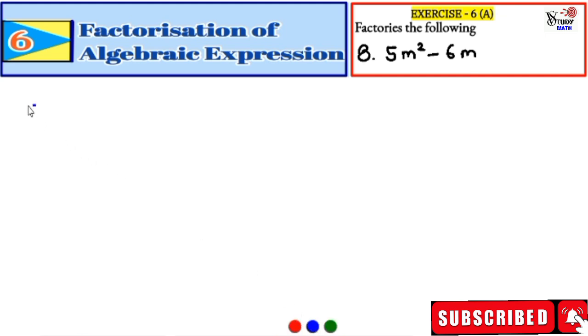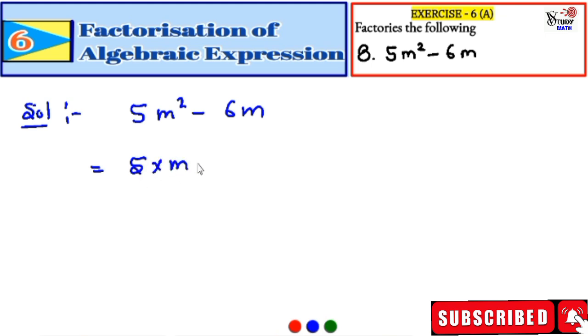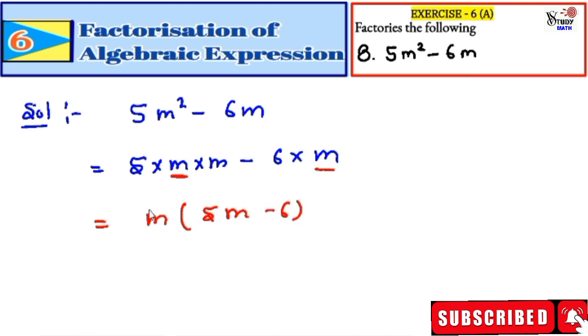Let's do the solution of problem number 8. We have 5m square negative 6m. So now do the factor: m, 5 multiply m, negative 6 multiply m. Between 5 and 6 there is nothing common, but m is common here. So we have m, now 5m negative 6, and this is the final answer.